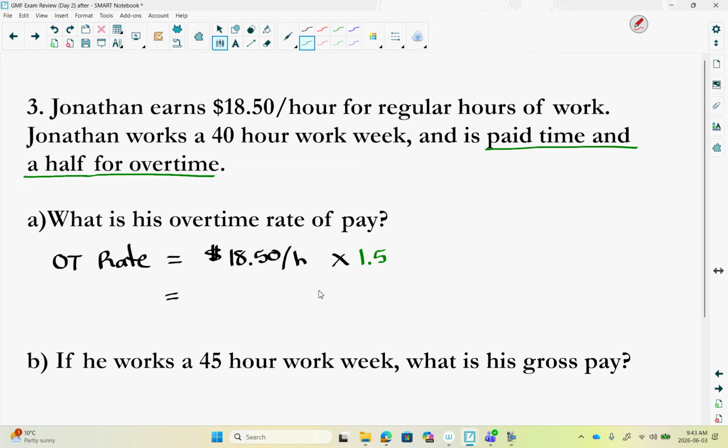18.50 times 1.5. Anyone know what that is? $27.75 per hour.